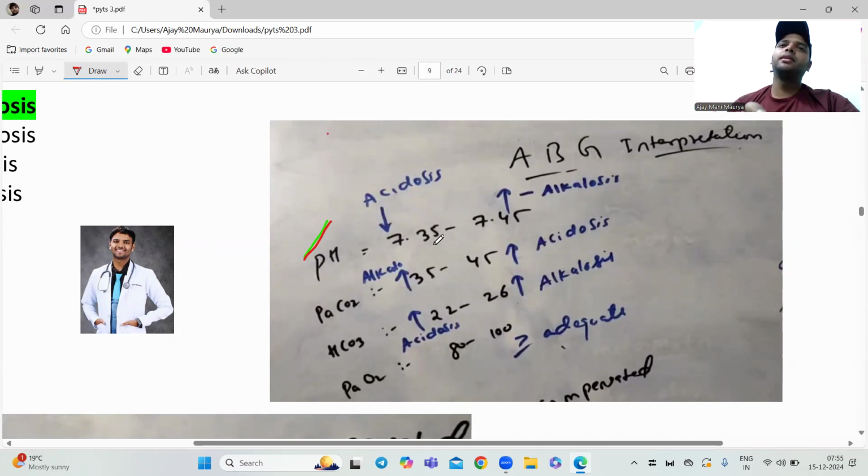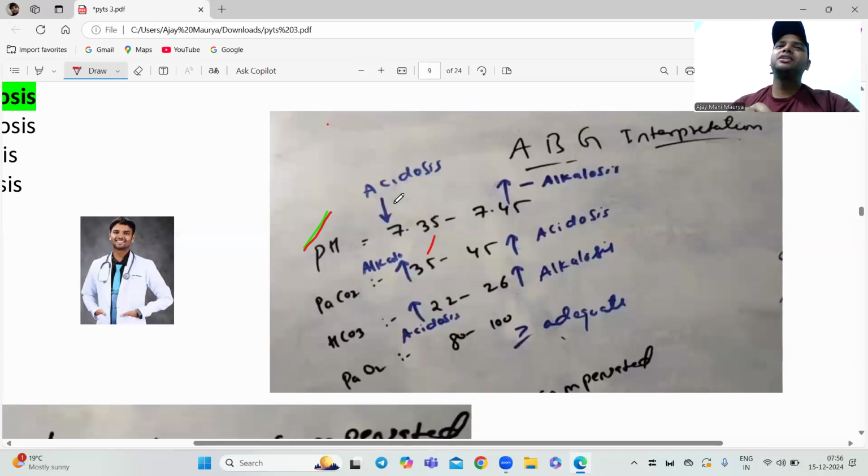Okay. Next, remember only this one. Remove 7: 35, 45. What? CO2. 35 to 45. Next, bicarbonate 22 to 26, 22 to 26. Next, O2, 80 to 100. I think everyone knows.